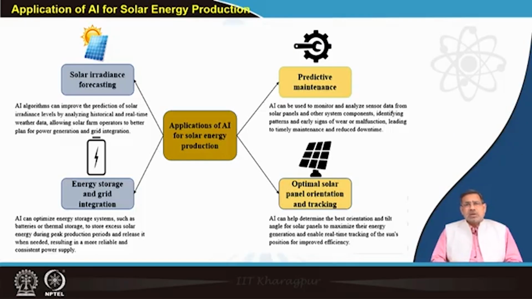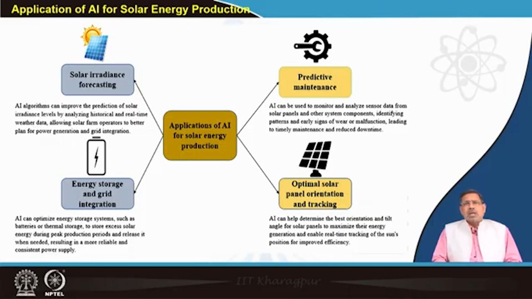Coming to the predictive maintenance, how much maintenance is needed. AI can be used to monitor and analyze sensor data from solar panels and other system components, which helps in identifying patterns and early signs of wear or malfunction. So, we get the indication in advance, if it is predicted well using AI tools, of how much malfunction can happen and when it can happen. That helps in timely maintenance and also reduces the downtime as far as the energy availability is concerned.